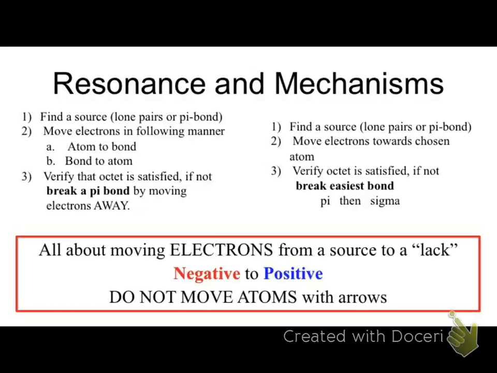We looked a lot at mechanisms so far. Chapter 7 was pretty much all mechanisms. And when we're looking at mechanisms, it's all about moving the electrons. So it's all about finding a source and moving it to some place that lacks them. That's our ultimate goal, and that's what we were doing when we drew out Lewis structures.